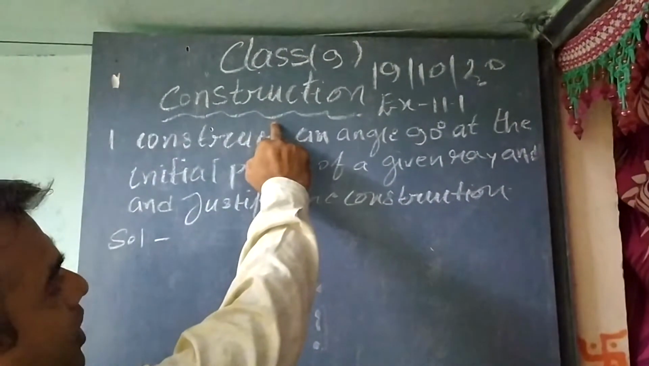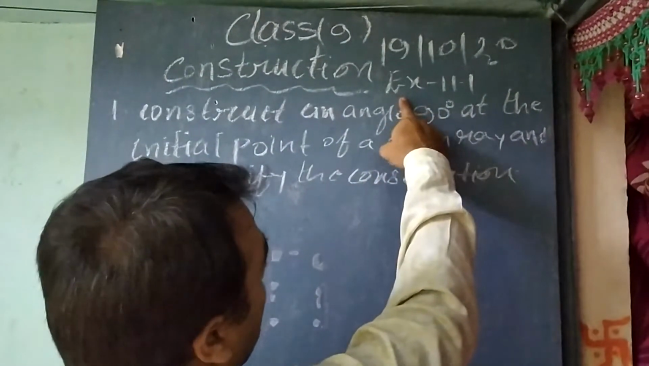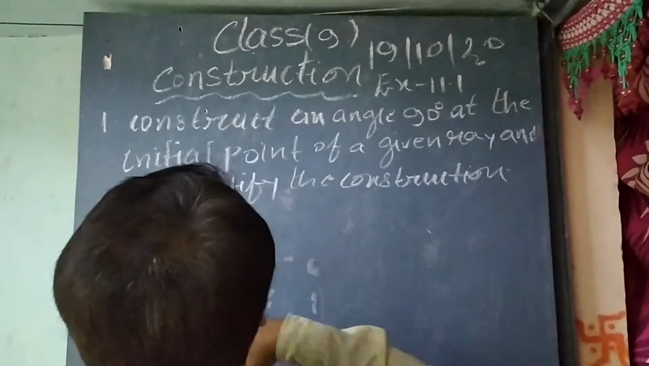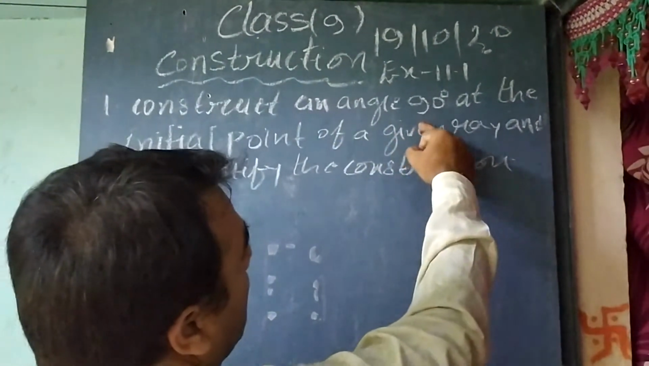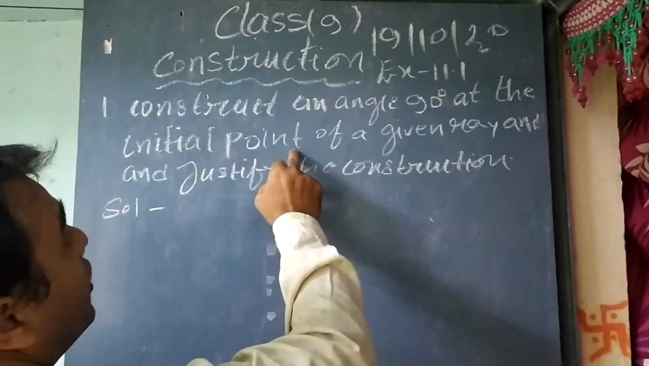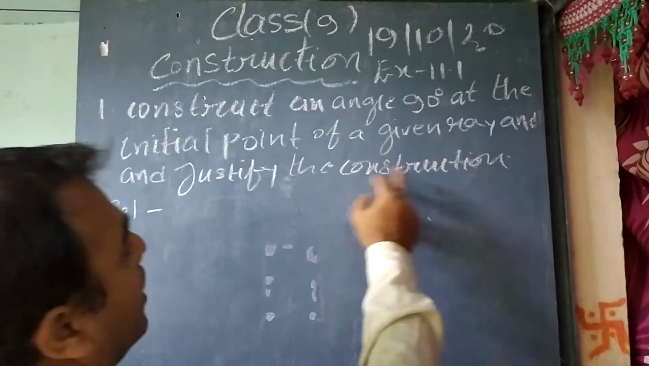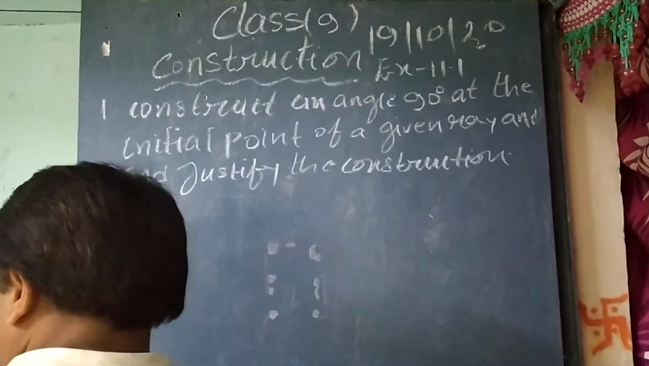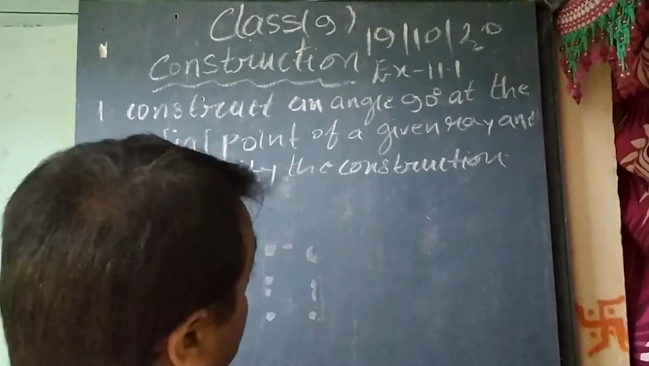That is the new chapter, constructions. Here we have to solve the problems of exercise 11.1. Question number 1: construct an angle of 90 degrees at the initial point of the given ray and justify the construction. So we have to take an initial point on an initial ray.